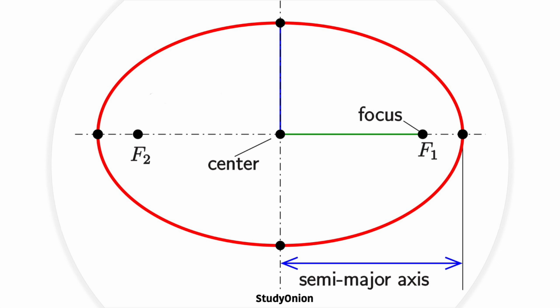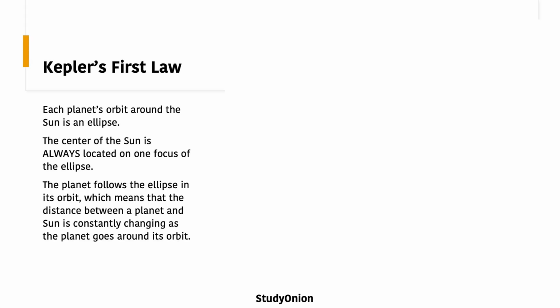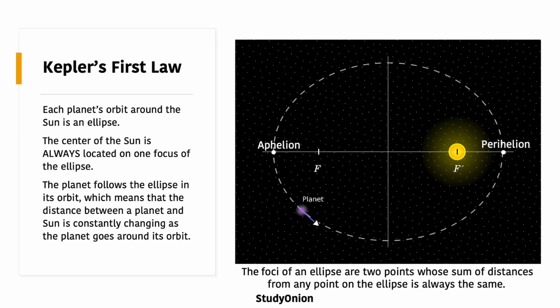With all that being said, let's have a quick look at Kepler's first law, which is relatively simple. Each planet's orbit around the Sun is an ellipse. The centre of the Sun is always located at one focus of the ellipse. The planet follows the ellipse in its orbit, which means that the distance between a planet and the Sun is constantly changing as the planet goes around its orbit, and this is where we get our aphelion and perihelion, or your apogee and perigee. It's essentially the same concept.